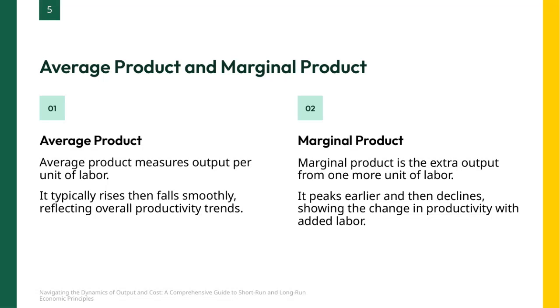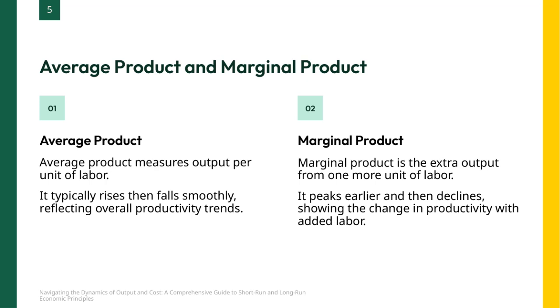Here, we're looking at 2 important concepts in labor productivity: average product and marginal product. Starting with average product, this measures the output produced per unit of labor. Think of it as the overall efficiency of each worker on average. Typically, the average product will rise initially as workers become more productive, but after a certain point, it starts to fall as adding more workers yields less additional output per person.